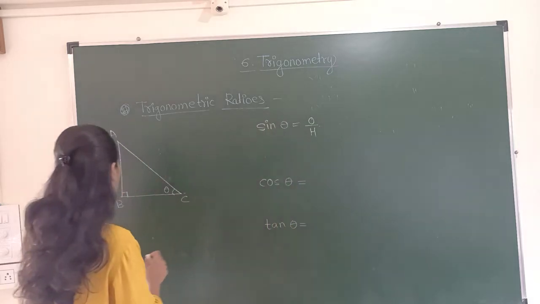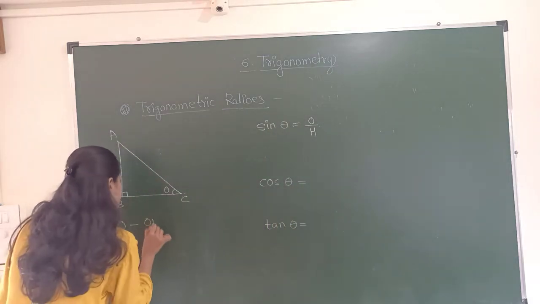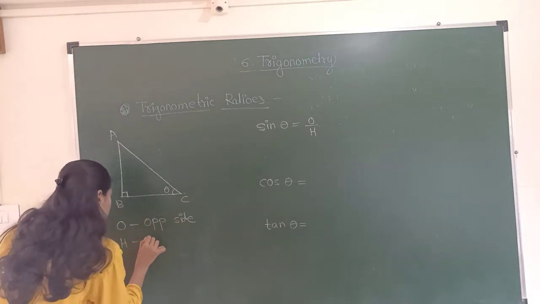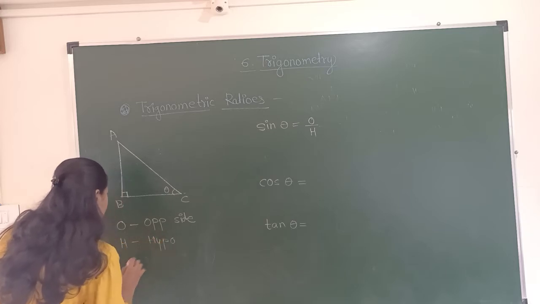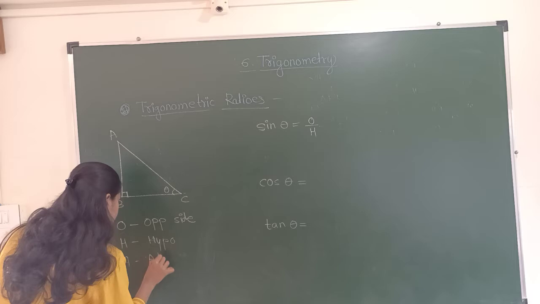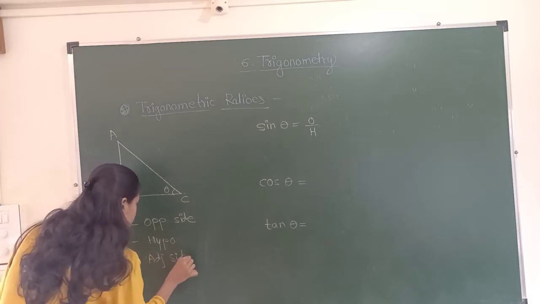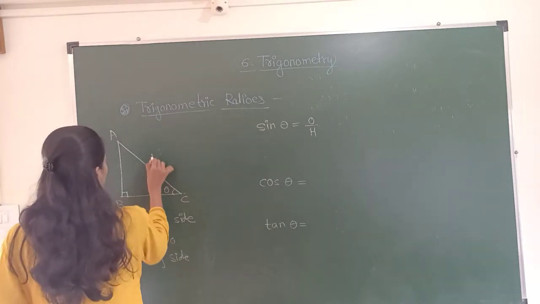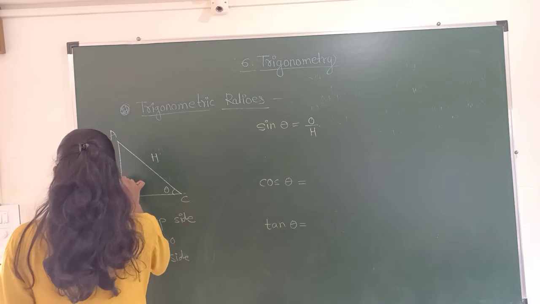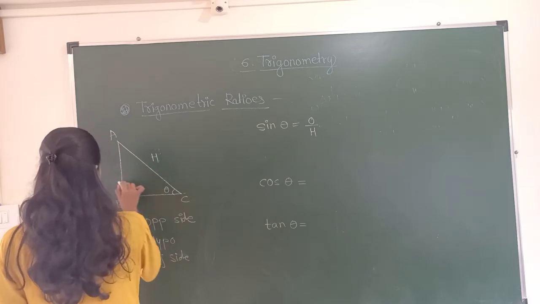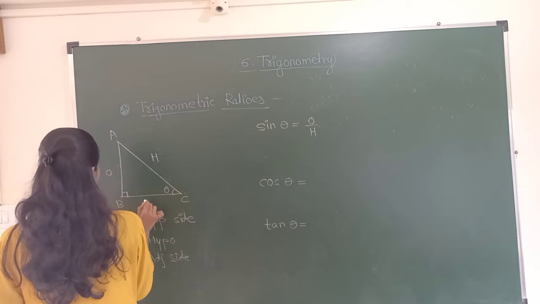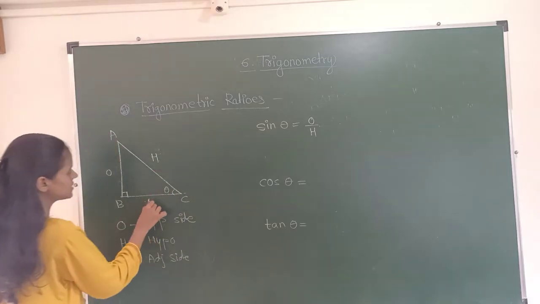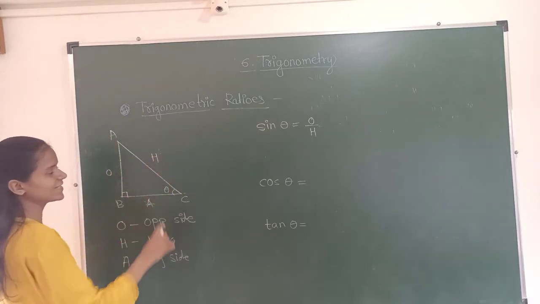Here I will write, O is the opposite side, H is the hypotenuse, and here A is the adjacent side. Okay, O is the opposite side, H is the hypotenuse and A is the adjacent side. So this is the hypotenuse. Opposite side to the hypotenuse is this O and this is A. This is the adjacent side, this is the opposite side and this is the hypotenuse.